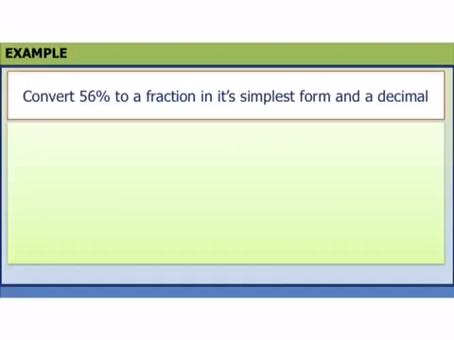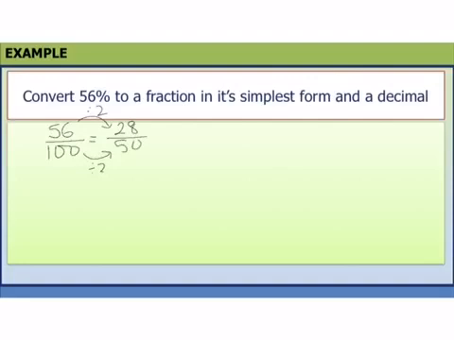So the first question we're going to look at is converting 56% to a fraction in its simplest form and a decimal. So remember that when you've got a percentage, it just means over 100. So 56% is 56 over 100. But now I need to look to simplify this fraction, so I can see that they're both even numbers. So I'm going to divide the numerator and denominator by 2. Half of 56 is 28, half of 100 is 50.